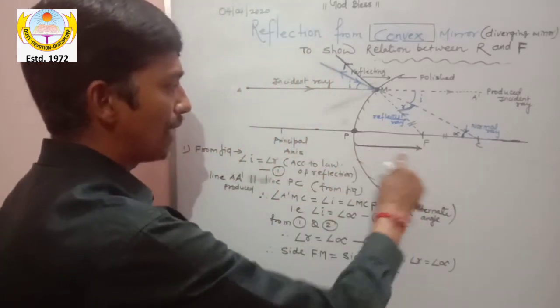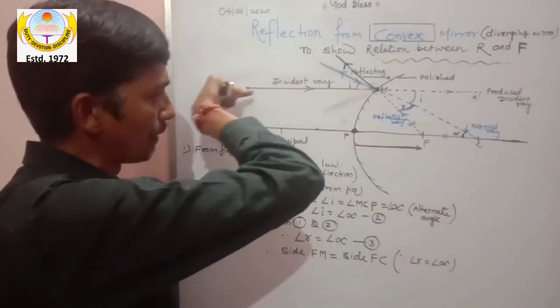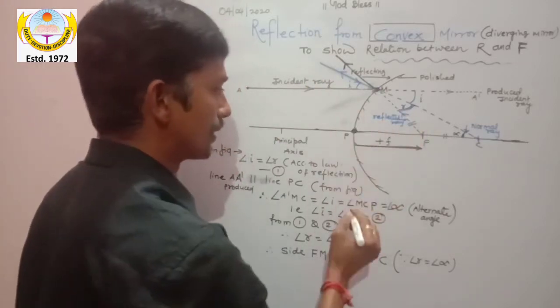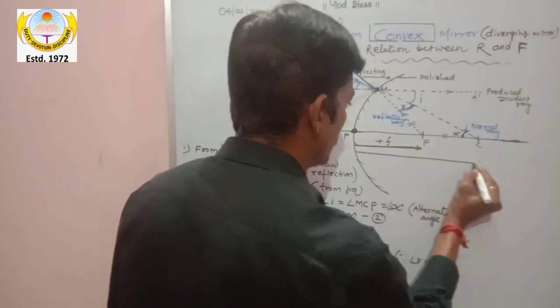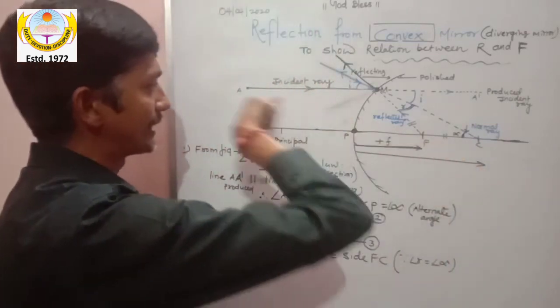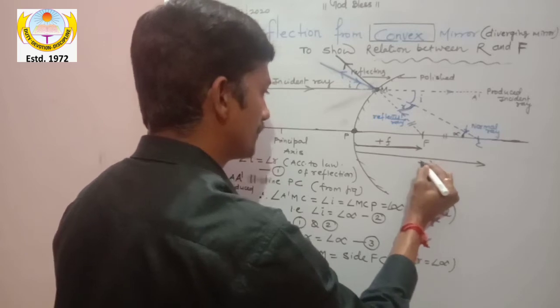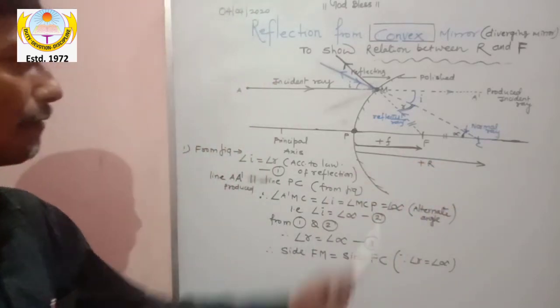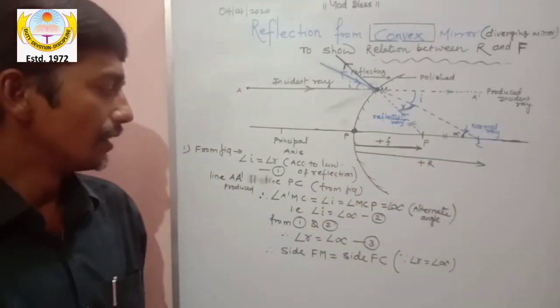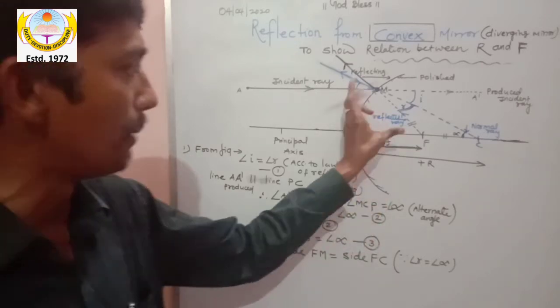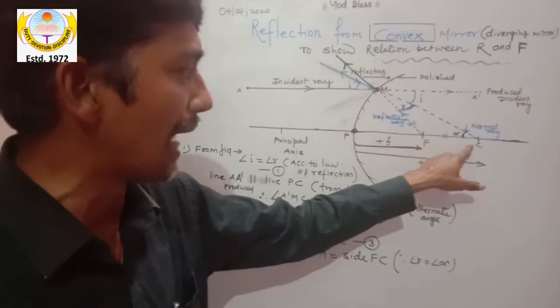Since P to F is measured in the same direction as the incident ray, it is now plus F. And from P to C, it is also in the same direction as the incident ray, so it will be plus R in the figure.